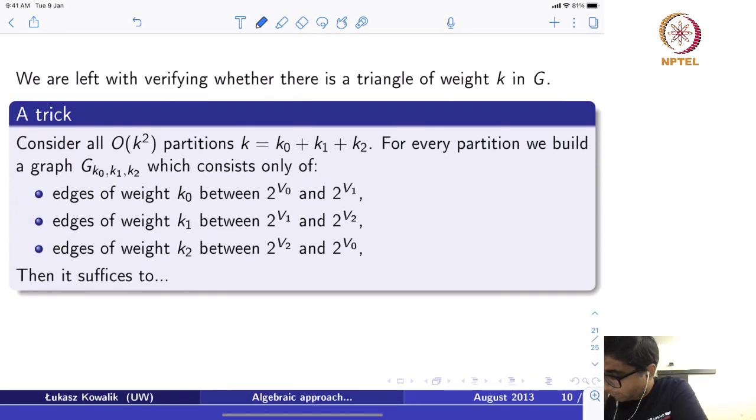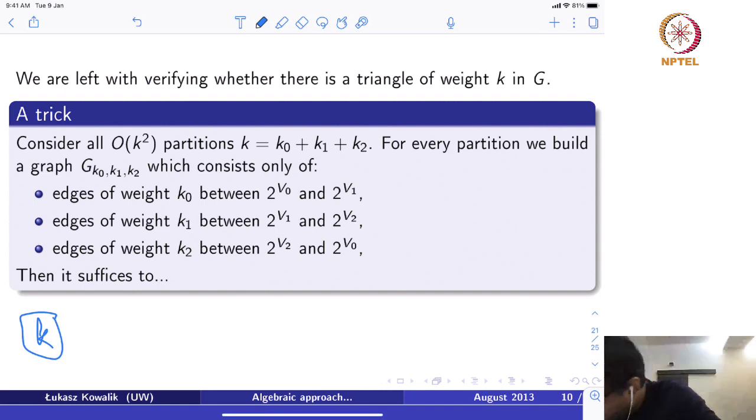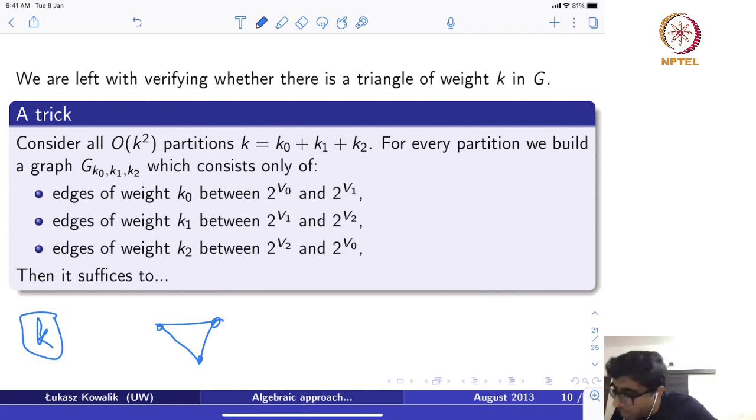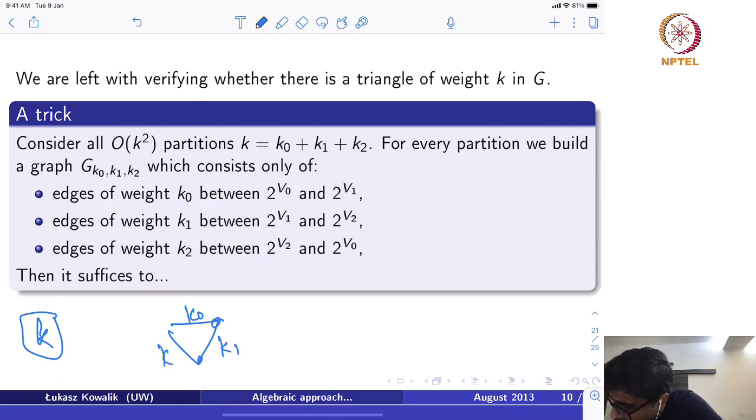We say, okay, fine. If I am looking for a weight exactly k, then let's look at this triangle. Maybe I want the triangle to look like weight k0 here, k1 here, k2 here, so that this sums to k. How many such partitions are there? There are at most order k squared such partitions, because once you fix k0 and k1, k2 gets fixed, because k is fixed.